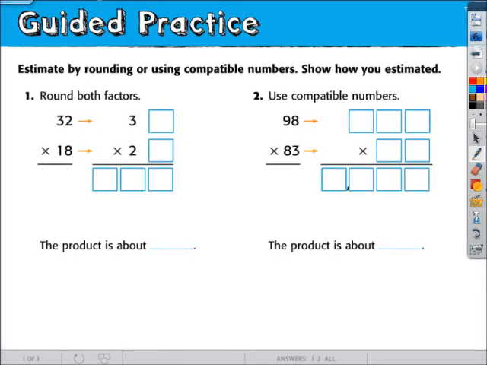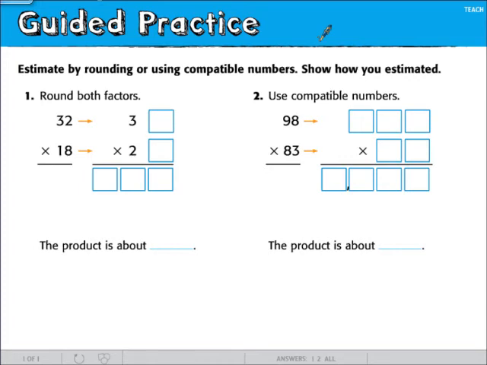All right, our guided practice. This is important because our guided practice shows us exactly how I want to see your work done and shown in your homework. Okay? So we're going to round both factors and we're going to use compatible numbers. There are 2 different sections of your homework. One section is going to ask you to round. The other section is going to ask you to use compatible numbers. Make sure you pay attention and read the directions.